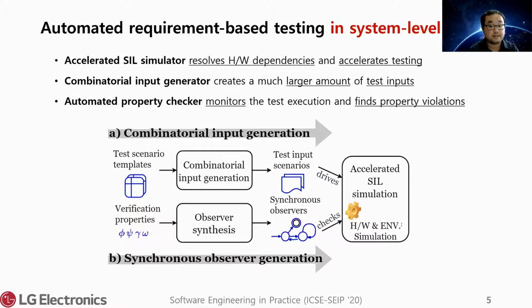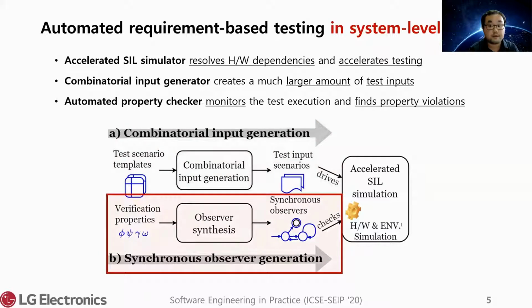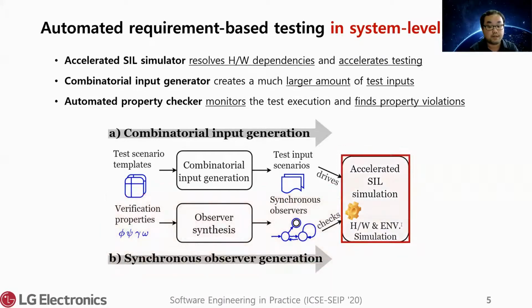This framework consists of three components. First, the accelerated SILS simulator, which resolves hardware dependencies and reduces the execution time. Second, the combinatorial input generator, which creates a large amount of test inputs. And third, automated property checker, which continuously monitors the test execution for a property violation. Alright, let me go deeper into the simulator first.